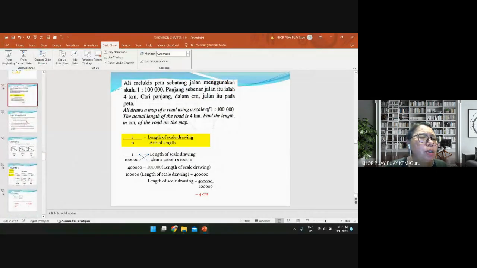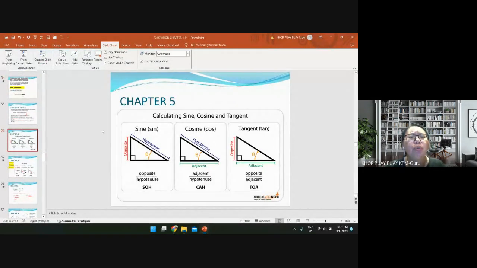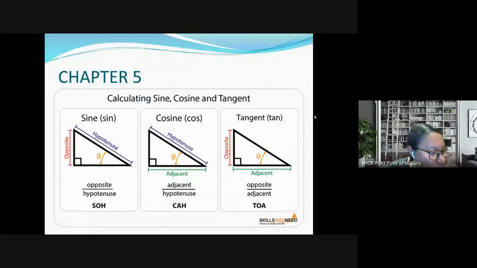Okay, let's go to chapter 5 already. No time already. In chapter 5, you must remember the formula using sine, cosine, tangent. These three formulas we call trigonometric values, comparing two lengths. There are ratios here. Trigo is actually the ratio of two lengths.